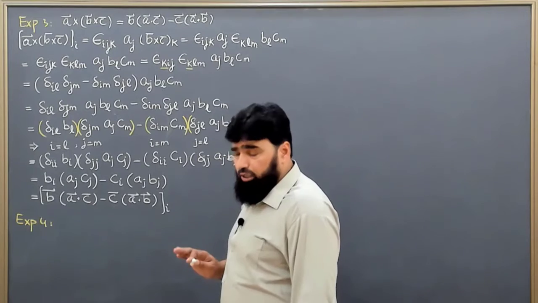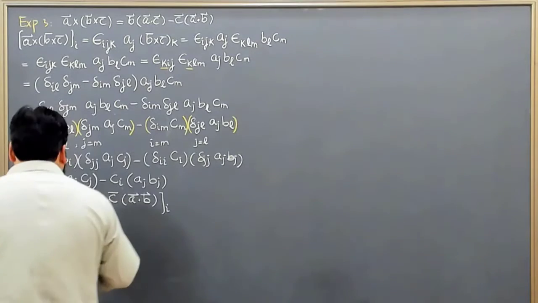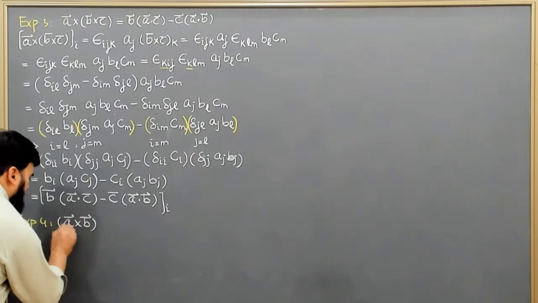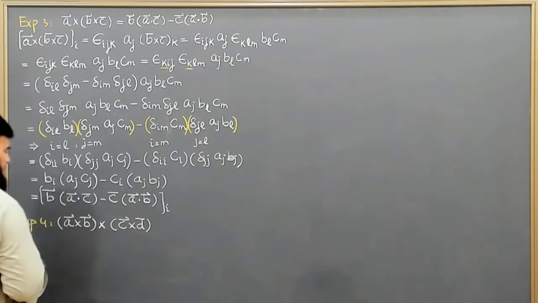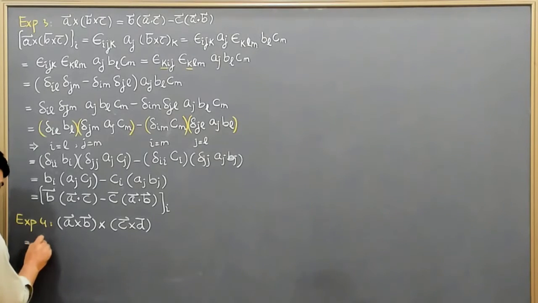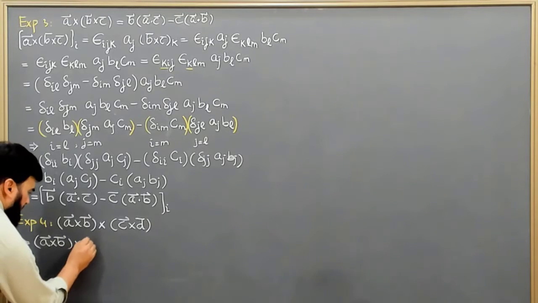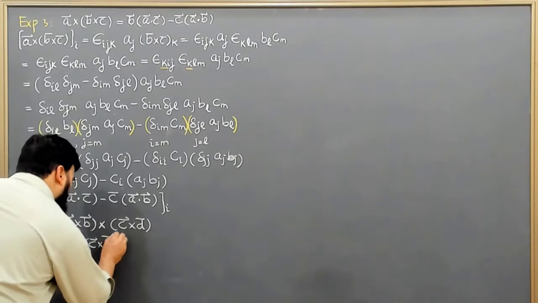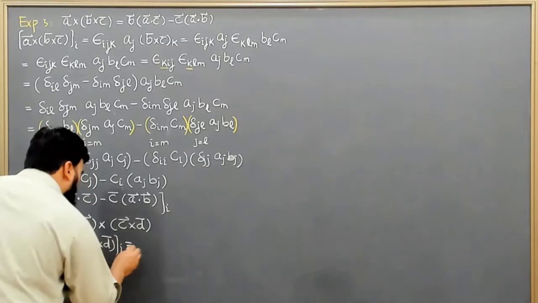So I will not solve this one, but I will just convert this into the Levi-Civita tensor. So starting, let's say we are having A cross B, and it is in a cross product with C cross D. And now we want to find out this thing. So let's see, we are having the ith component of this A cross B and cross C cross D.